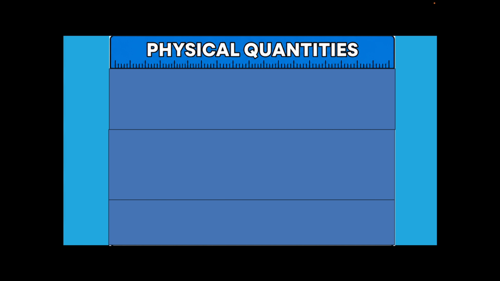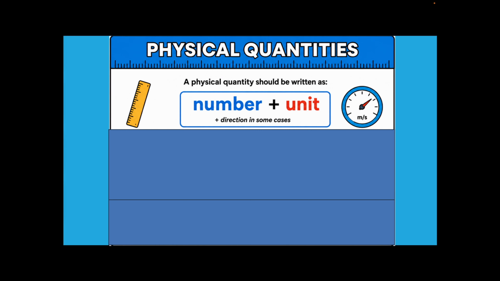Now we're going to connect this idea to physical quantities. A physical quantity is something we can measure in physics. For example, mass, distance, time, speed, acceleration, force, moment, and momentum are all physical quantities. A physical quantity should usually be written with a number and a unit. Remember, in physics, a number on its own is meaningless.